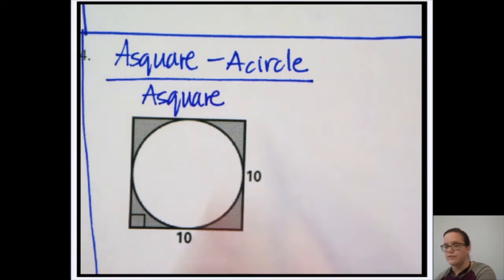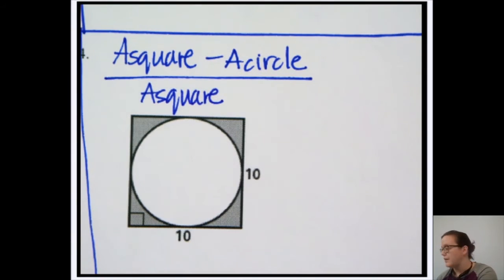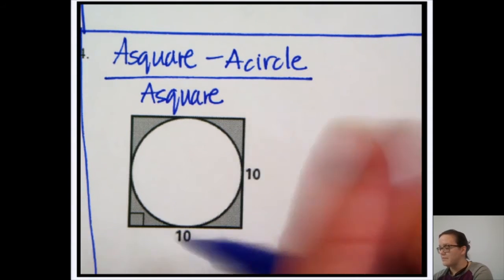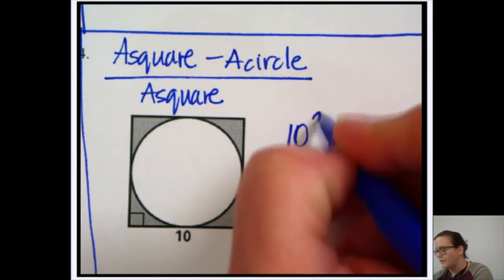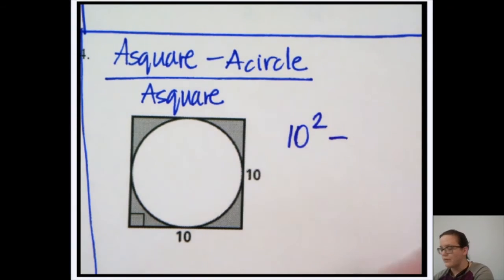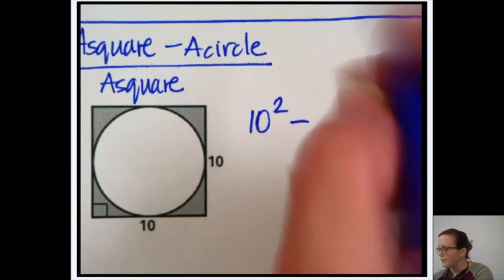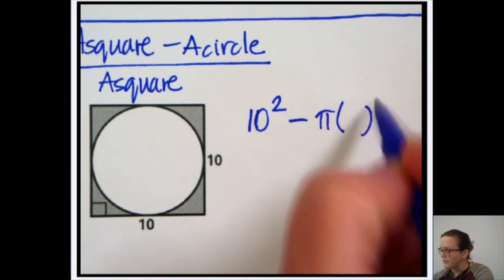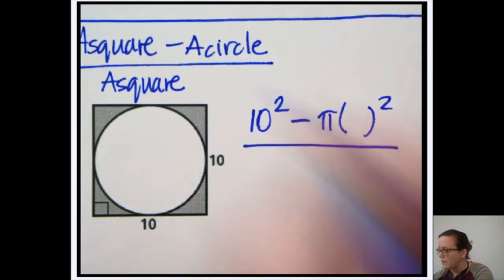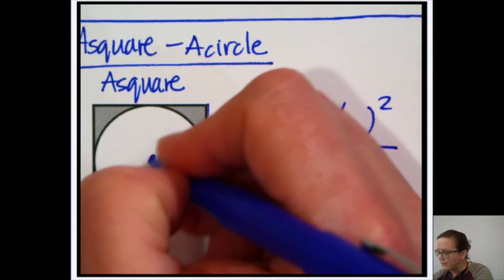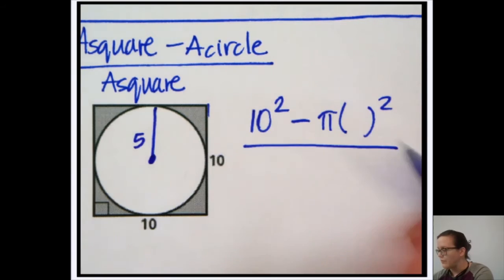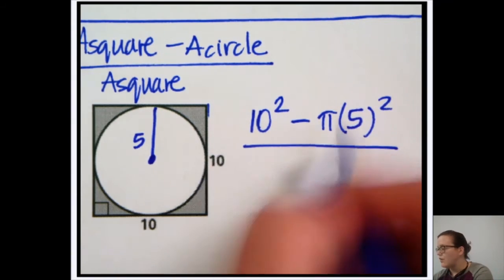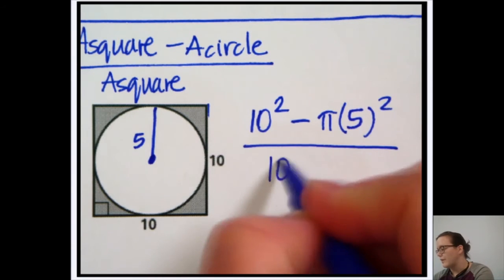Okay, so then it's just filling in the blank part. What's the area of a square? Well, to find the area of a square, it's the base times the base, or 10 squared. And then how do we find the area of a circle? It's pi r squared. So what's our radius here? Well, 10 is our diameter, so we only want half of that, so it's 5. So 5 squared pi over our total area, which is the square again.